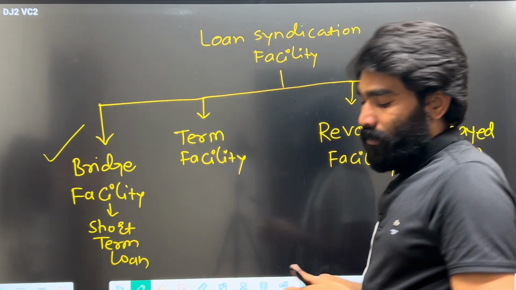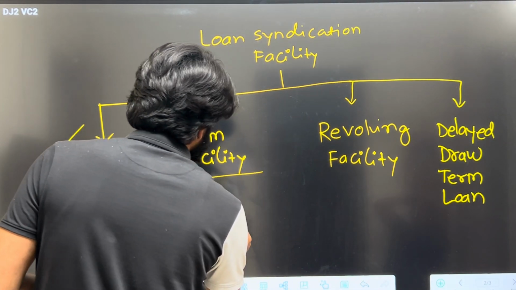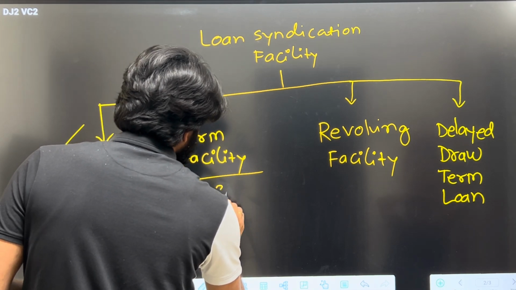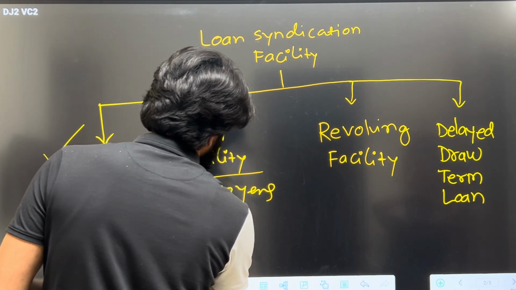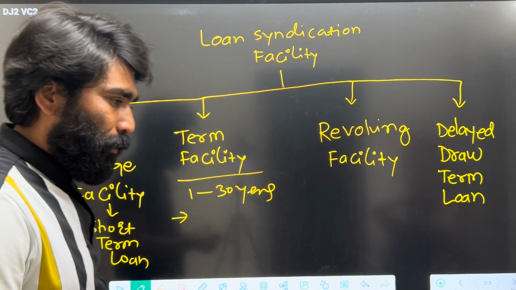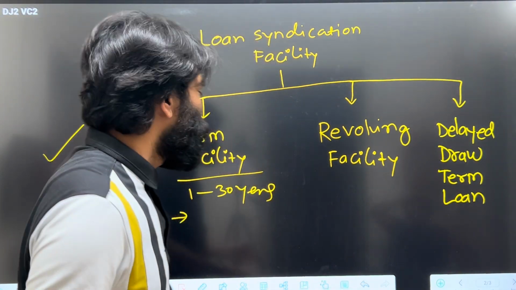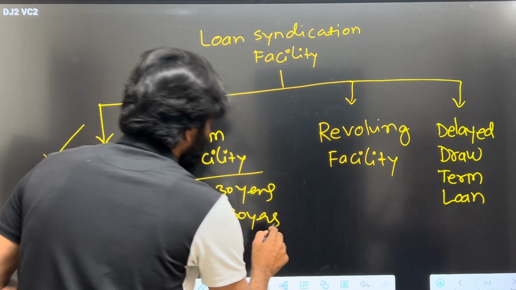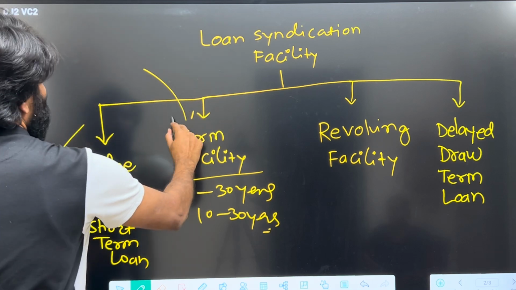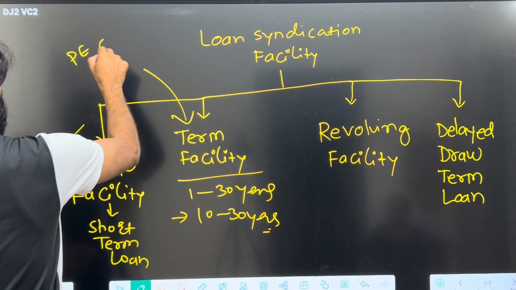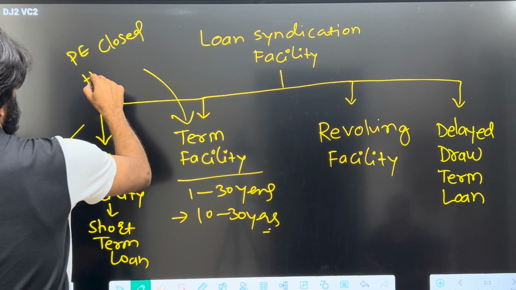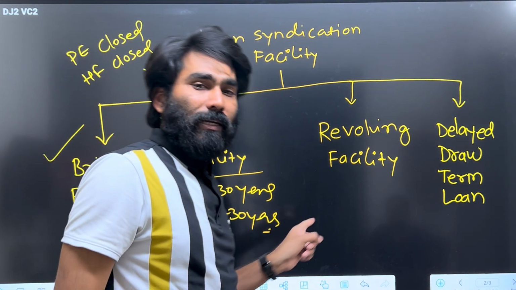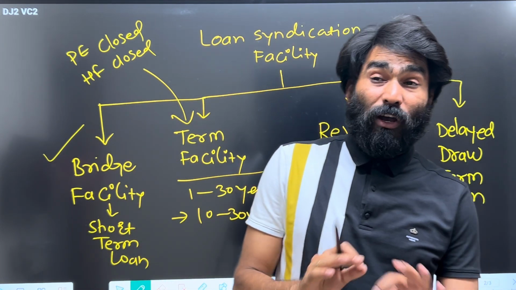Then what about term loan? For a term loan, the duration would be 1 to 30 years. In a generic way, the recent trend we have seen for a term loan is 10 to 30 years. And most of the closed funds, private equity closed funds, and even hedge fund closed funds, they invest in term loan facilities. It's like a home loan, a pure home loan business.